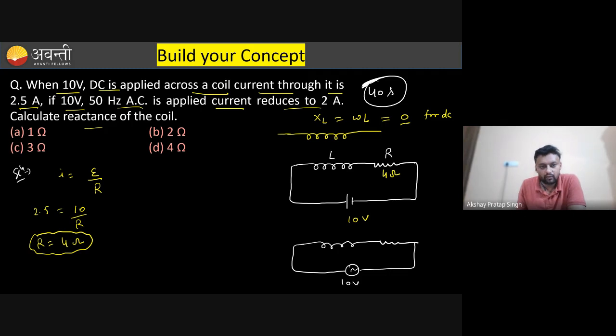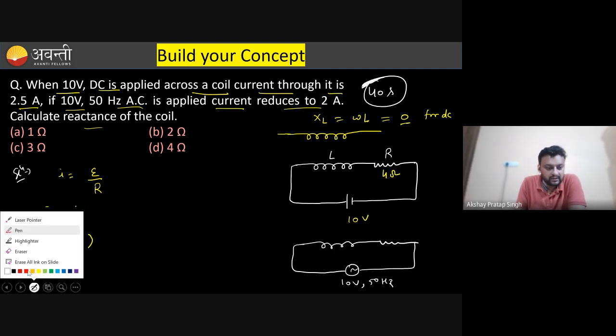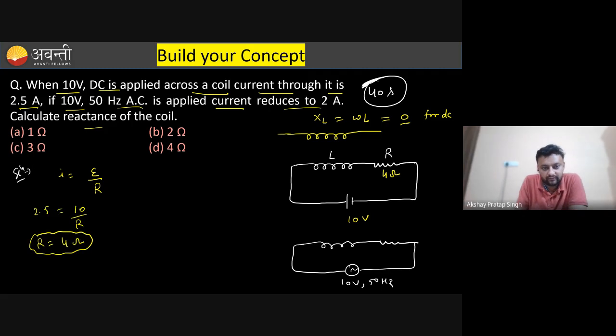How much? 10-volt 50 hertz supply. So the current has reduced to 2 ampere only. So in this LR circuit, if you write the current, everyone should be focusing on how you write the current. I is equals to again E by, this time not resistance, this time it is going to be impedance.